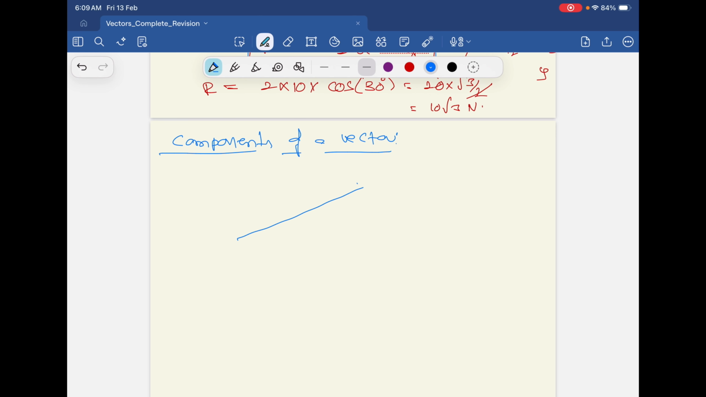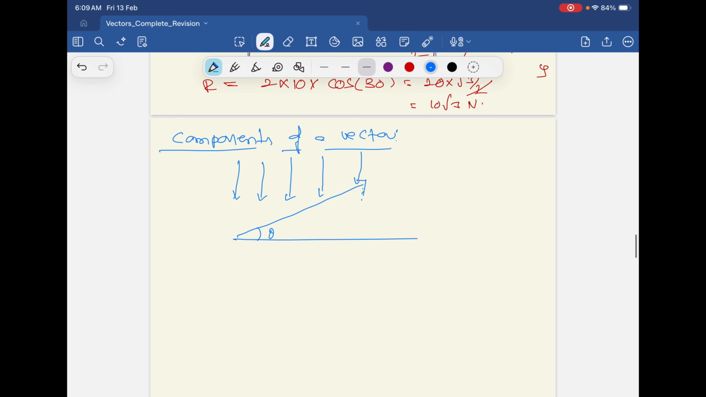For example, I have a pole like this, making some angle theta with the horizontal. If sunshine or some light falls on this, how does the shadow fall? Come on, tell me. Yes, the shadow falls like this. This is called projection. In vectors, this itself we call a component.